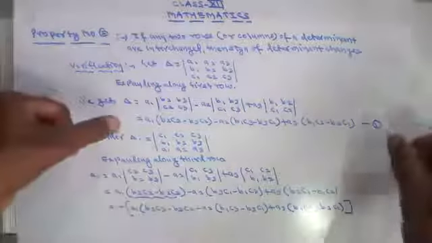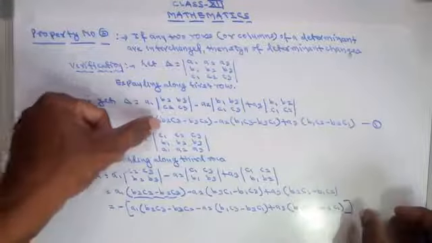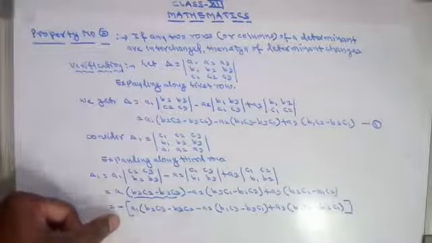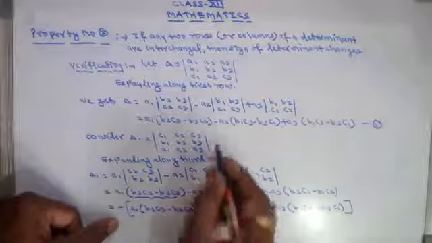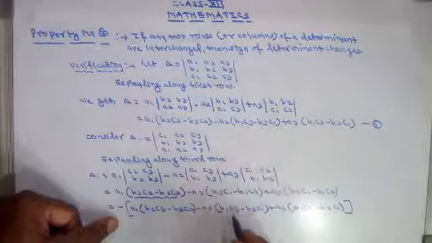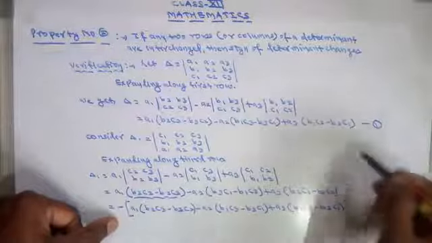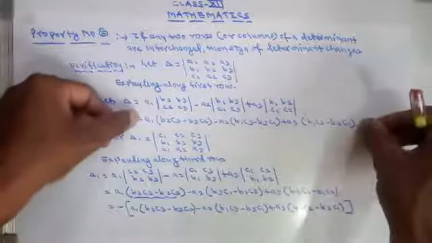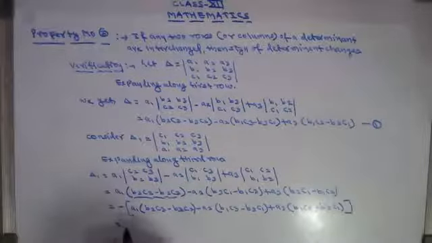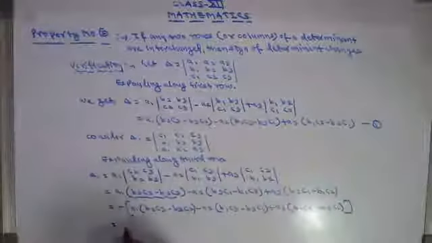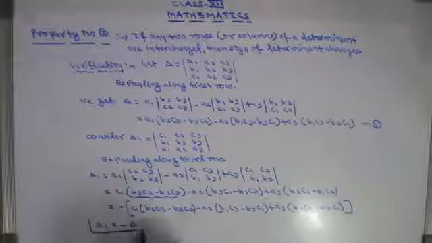Now compare. See the first one: this is equal to this bracket, A1 into B2 C3 minus B3 C2, this bracket is completed, minus A2 into B1 C3 minus B3 C1 plus A3 into B1 C2 minus B2 C1. But this right hand side is equal to this, but here it is minus. That is, this is minus of delta. So delta 1 equals minus of delta.